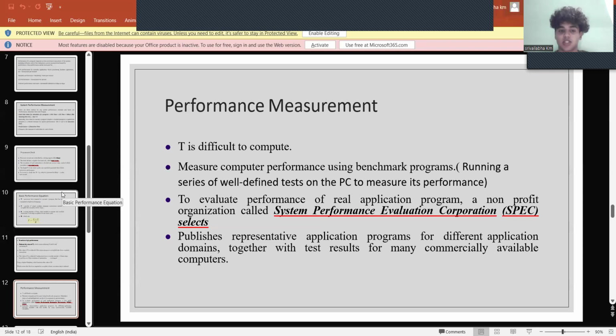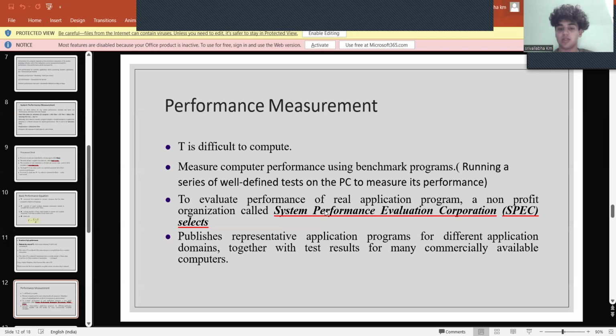Next, performance measurement. Where T is difficult to compute, measure computer performance using benchmark programs. This means running a series of well-defined tests on a PC to measure its performance. The performance measurement is based on this, using the benchmark programs.